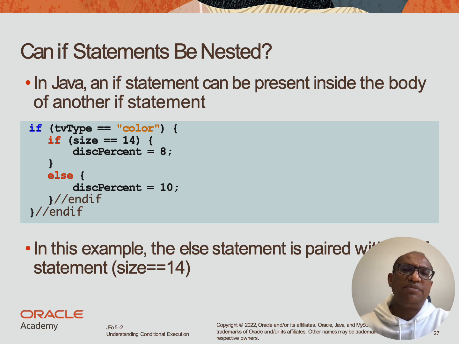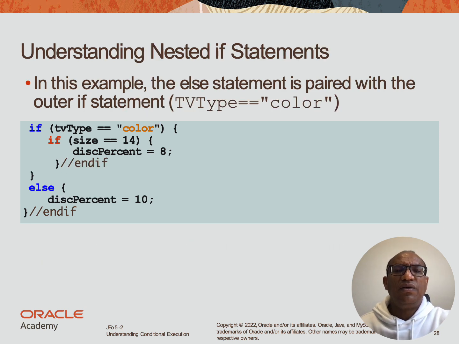In a nested if statement, it's very important to be sure which else construct goes with which if construct. This indentation greatly aids the clarity of the code for a reader. In this example, if the outer if statement is true, then the inner if statement is executed. Here's another example where the else goes with the outer if. It runs when TV type isn't color, regardless of size.